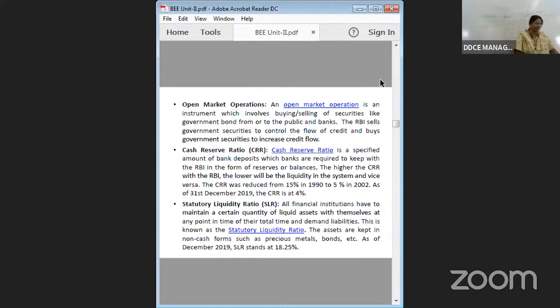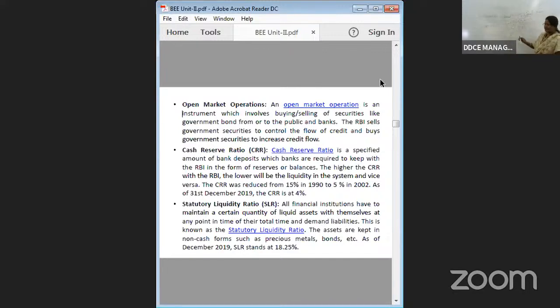Let's see today's date CRR. So today's CRR rate is 4.5%. Now what is this CRR rate?